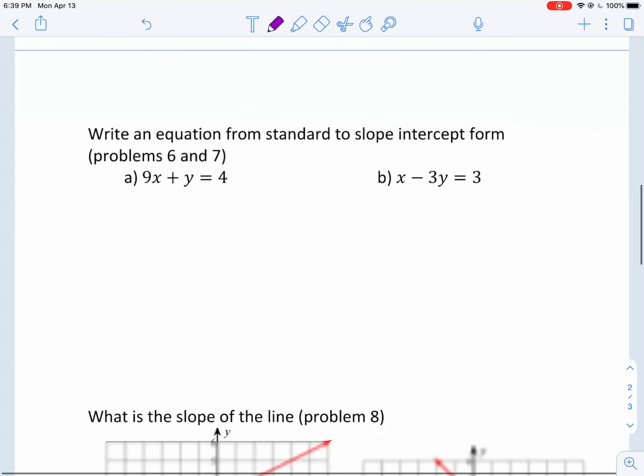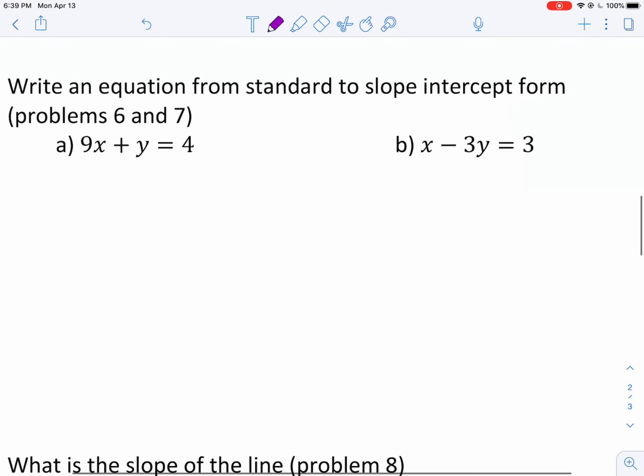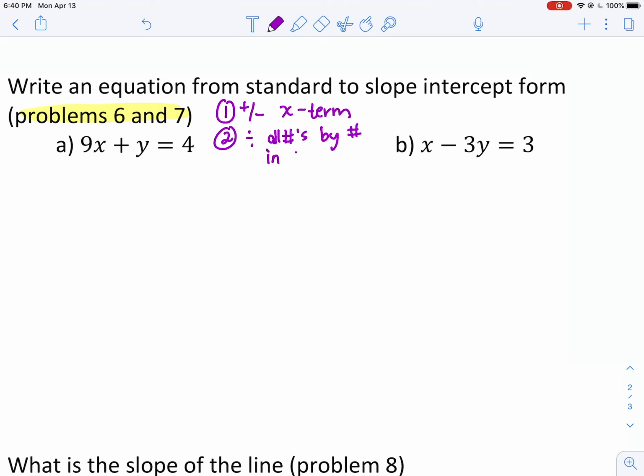All right. And the next set of questions is writing an equation from standard to slope-intercept form. This is going to be like problems 6 and 7. So your step 1 is add or subtract your x term. Step 2 is divide all numbers by the number in front of y. And then step 3 is to simplify. Okay, so this is just like solving an equation.